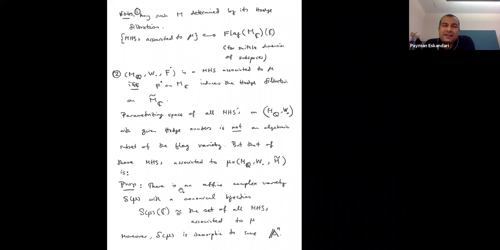This is really important. There's an affine complex variety denoted by S of mu, mu being our triple, with a canonical bijection between the complex points of that affine variety and the set of all mixed Hodge structures associated to the triple mu. Even better than that, this affine variety is actually an affine space. It's isomorphic to some A^N. Again, this is happening because you fixed the associated gradient. That's the key thing here.